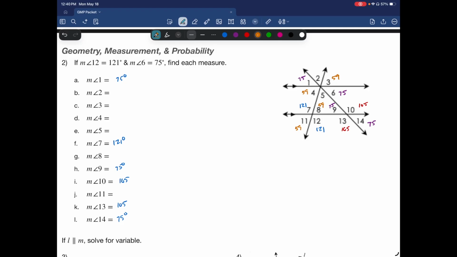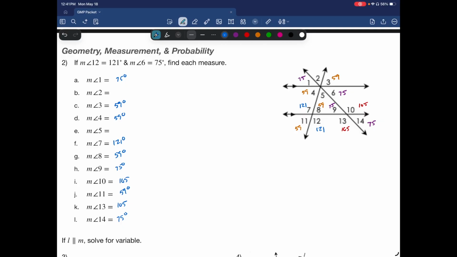All right, that's great. So that means 3 is 59. That means 4 is 59. It means 8 is 59. And 11 is 59. We're missing 2 and 5. Okay, so now we need to look at the bigger picture.